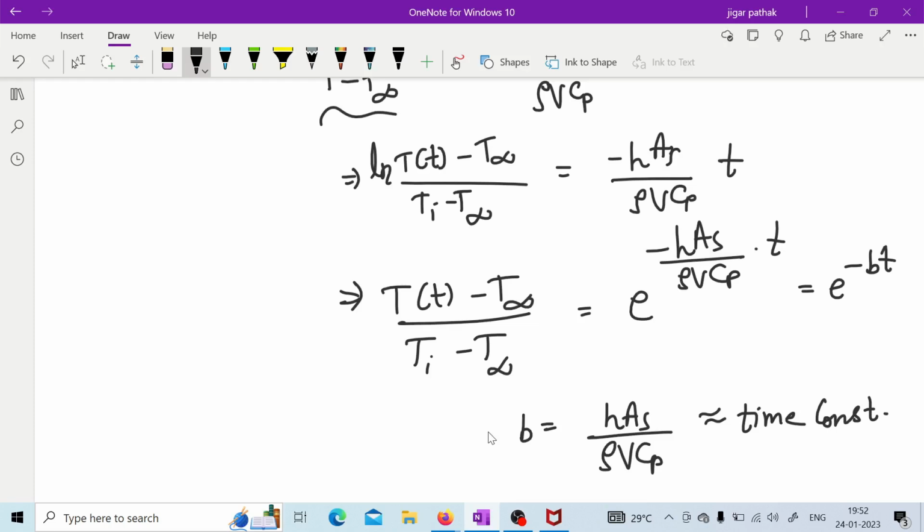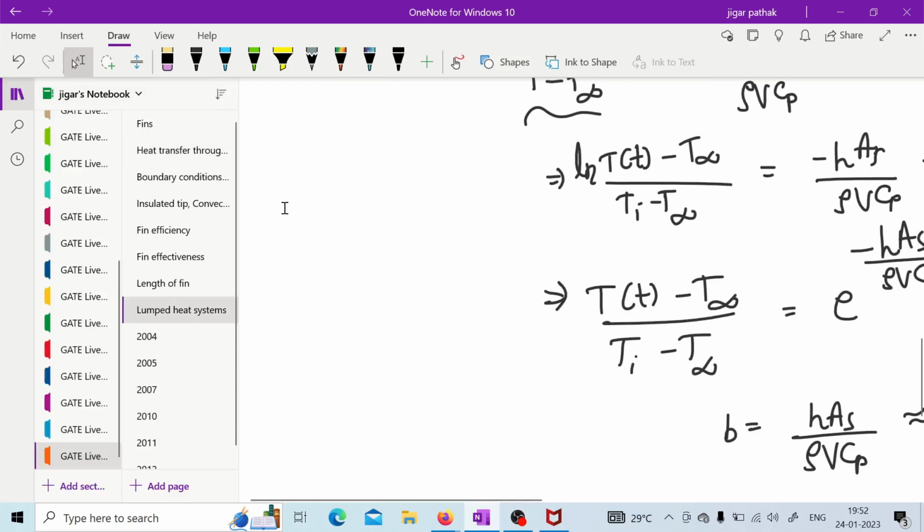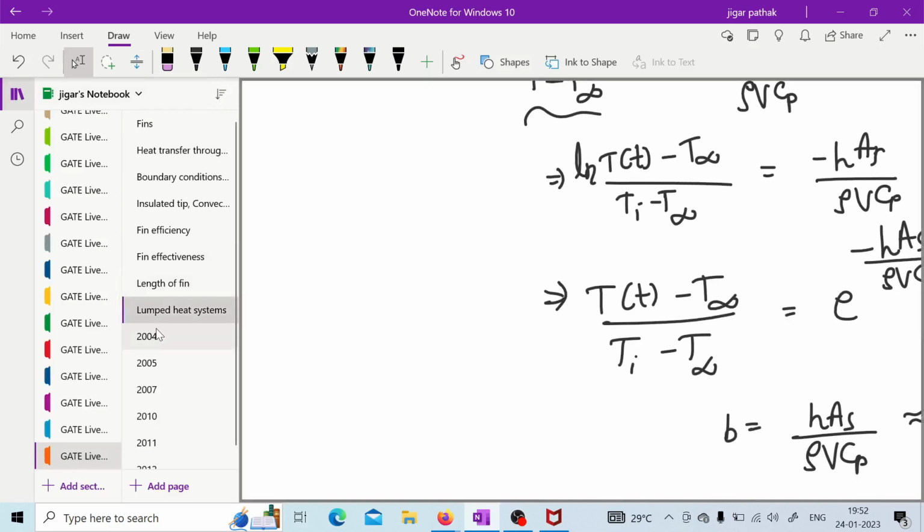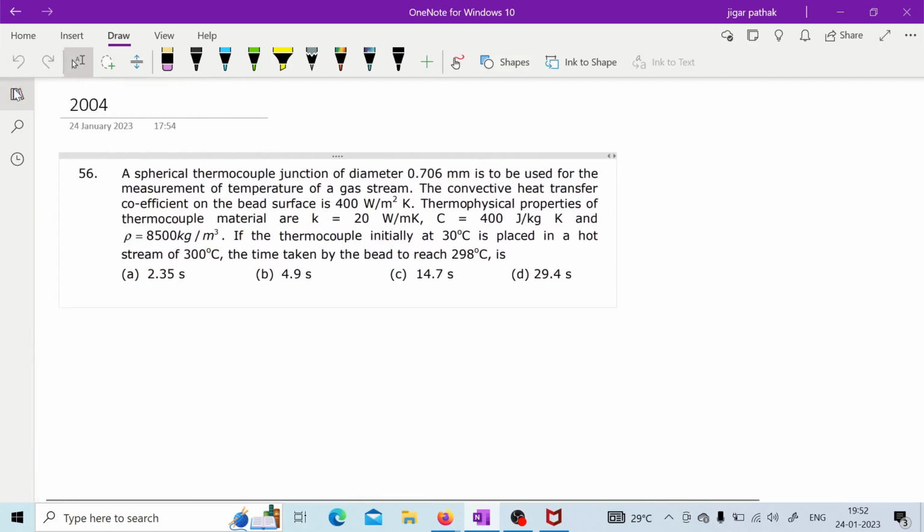So generally this is important from the GATE point of view. They may ask some questions regarding that. We will see some of the questions asked in previous GATE question papers.